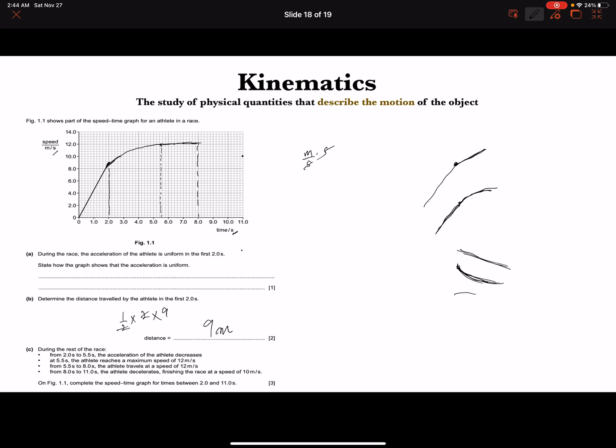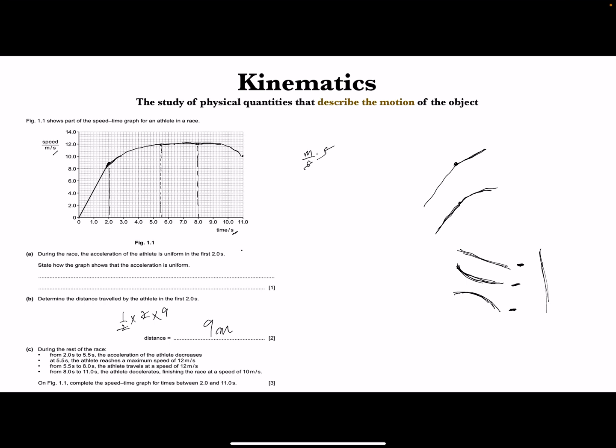All right, what about this one right here? Well, the deceleration was increasing as you moved to the right. In this case, the deceleration was decreasing as you move to the right. And this one, the deceleration is constant. So the athlete decelerates, finishing the race at 10 meters per second. If I were you, I would draw it like this. But the other two ways are also possible. They shouldn't deduct marks, because they didn't mention whether the deceleration is constant, increasing or decreasing. They'll have to mention that, and then we'll choose something specific.